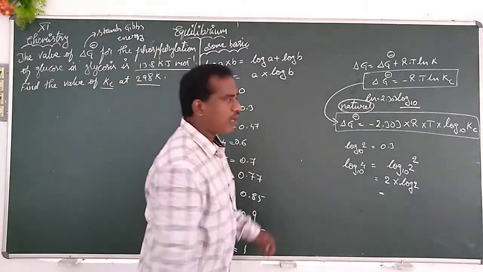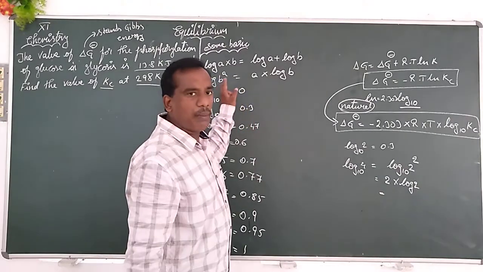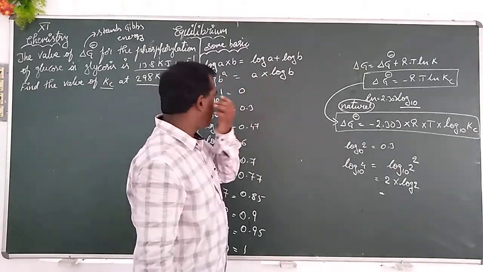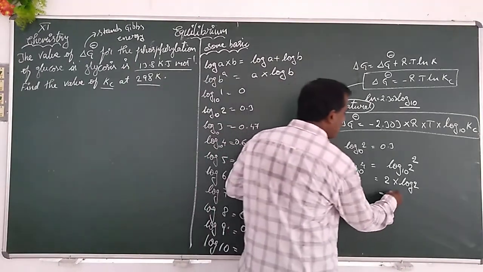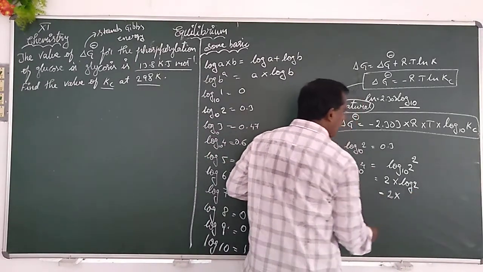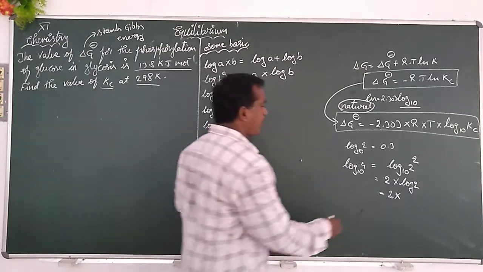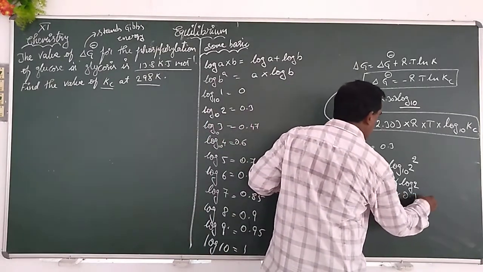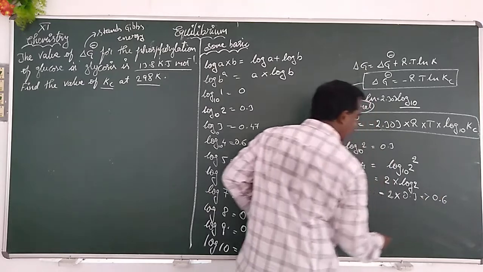Where did you get this formula from? You got this formula from log b to the power of a. You are writing it as a into log b. So we are writing 2 into log 2 value. What is the value of log 2? 0.3. So that is 0.6.